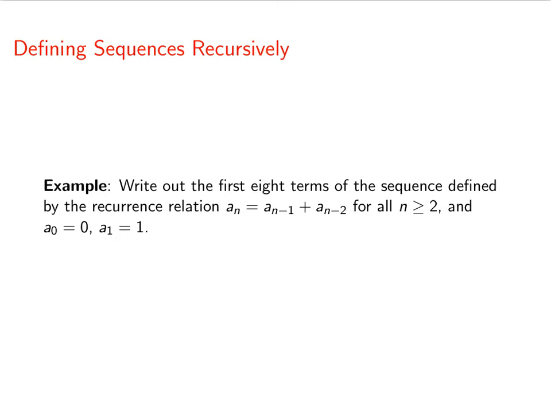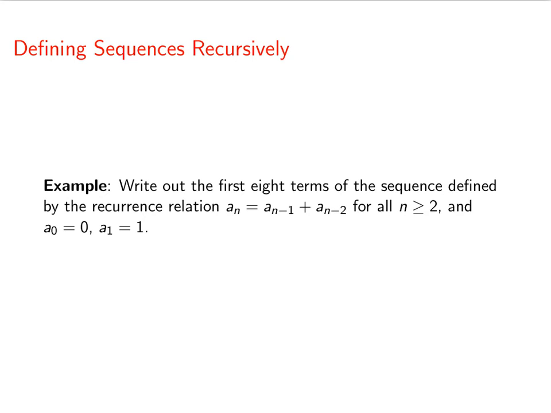Let's try another one. Let's write out now the first 8 terms of the sequence that's defined by this recurrence relation. A sub n is equal to a sub n minus 1 plus a sub n minus 2. That recurrence relation is good as long as n is bigger than or equal to 2. And then we're going to give 2 initial conditions. A sub 0 equals 0, a sub 1 is equal to 1.